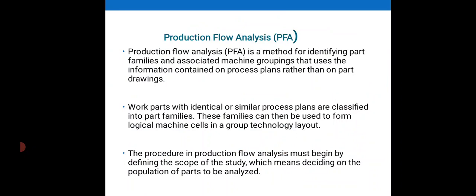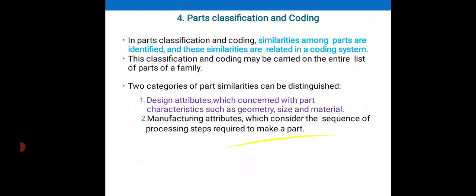The procedure in production flow analysis must begin by defining the scope of the study, which means deciding on the population of parts to be analyzed. Then parts classification and coding. In parts classification and coding, similarities among parts are identified and these similarities are related in a coding system. This classification and coding may be carried out on the entire list of parts of a family.